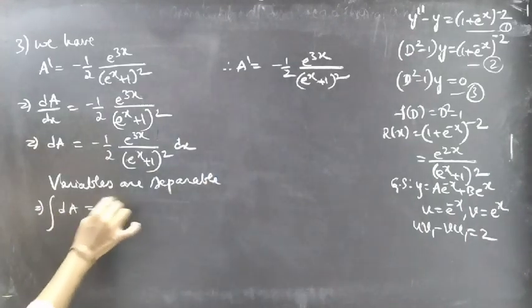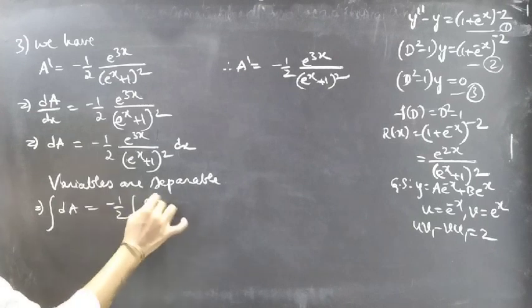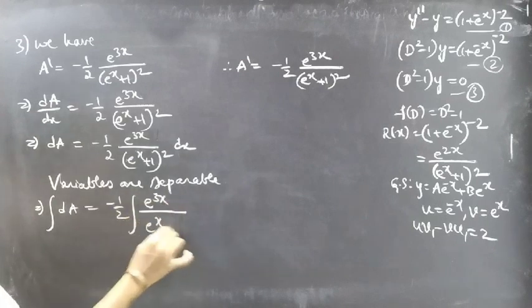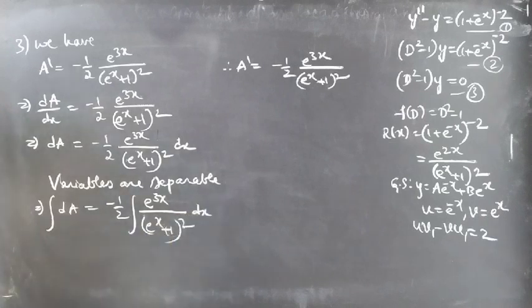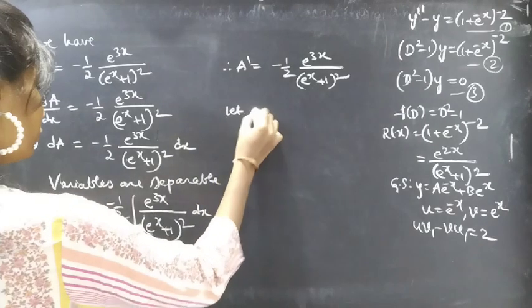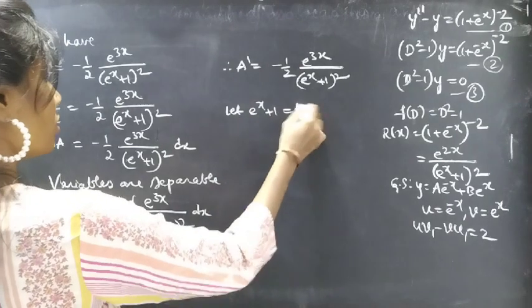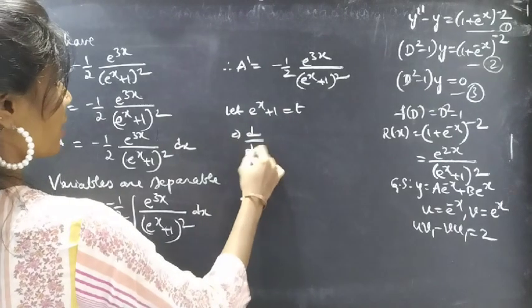Integral dA equal to minus 1 by 2 integral e power 3x by e power x plus 1 whole square into dx. Let e power x plus 1 equals to t. Now differentiate on both sides with respect to x.